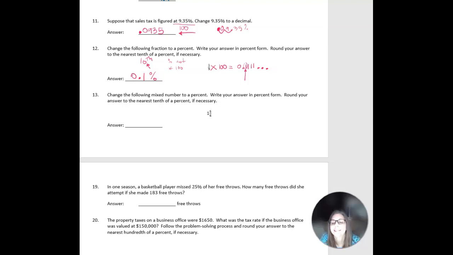Oh, sorry, scratch that, okay, sorry, let me go back. That's not the percent. 0.1, and then I have to multiply that by 100. I was like, what is going on here? I have to multiply that by 100.